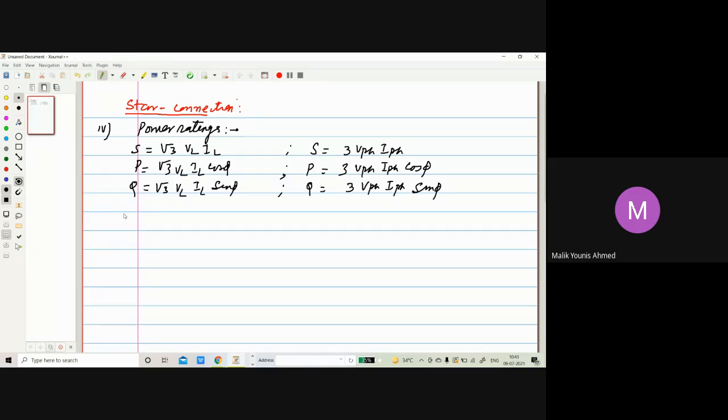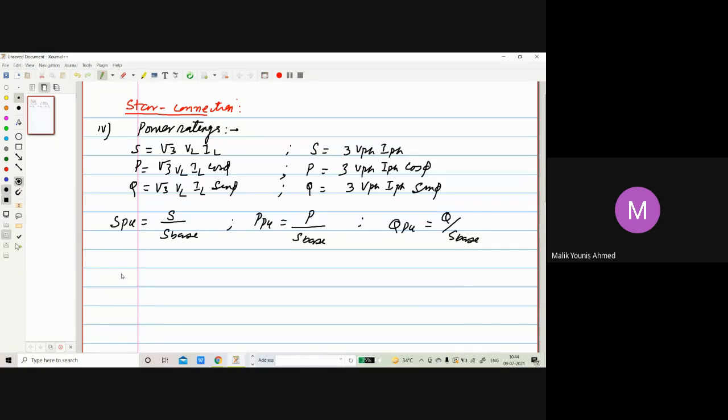So now we have S per unit. The complex power in per unit will be the actual value of S divided by the base value of S. That we already know. Real power in per unit will be the actual value of the real power divided by the complex power base. That we have discussed. The bases will be the same for complex power, real power, as well as reactive power. Reactive power Q in per unit will be the actual value of the reactive power divided by the complex power base. So these values are not going to change.